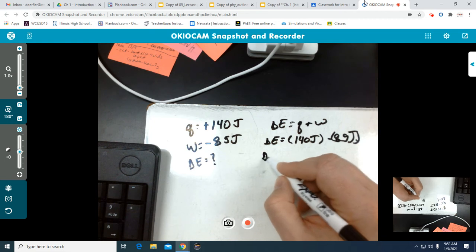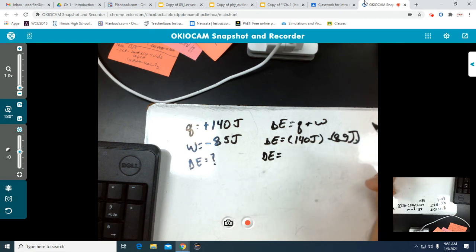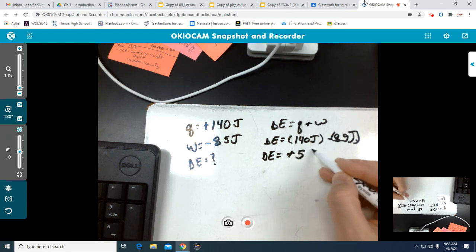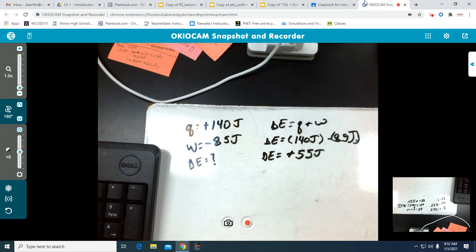A little rusty here. Once we've got that in there, we calculate that we actually have plus 55 joules. Since we had a positive 55 joules, a positive sign, that means a net gain of internal energy. Therefore, the process was endergonic. That's how we determine it.